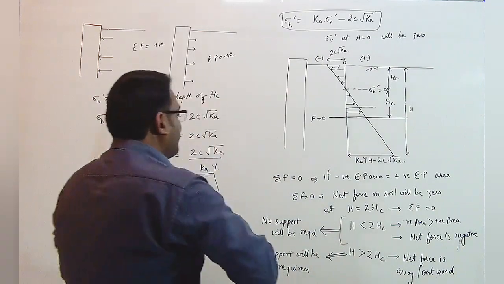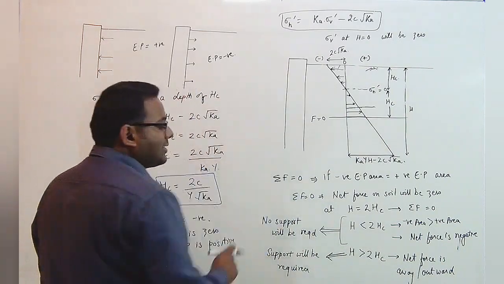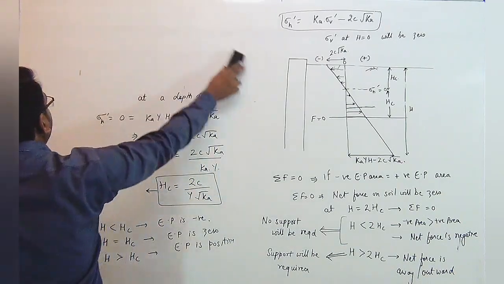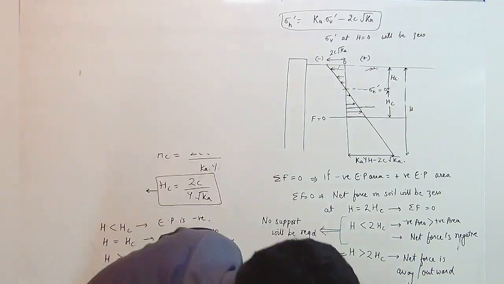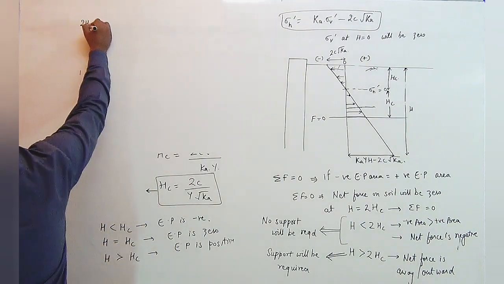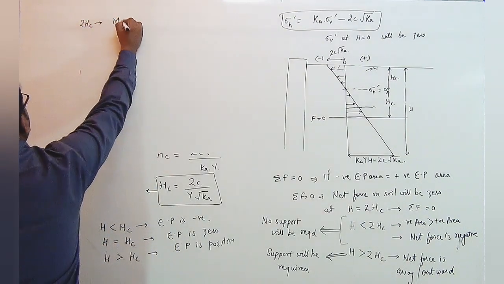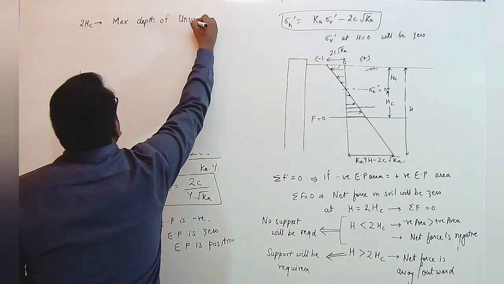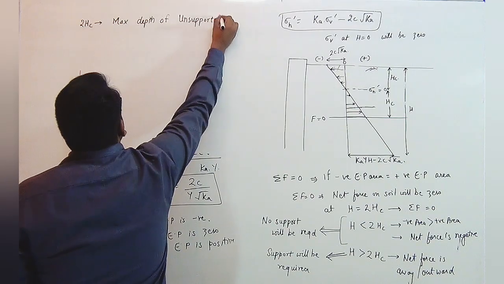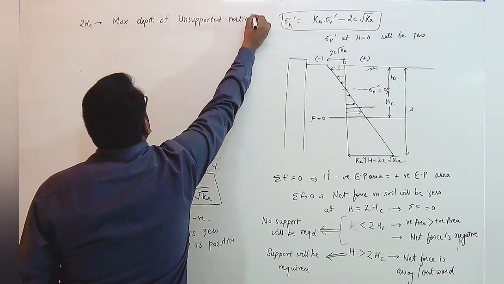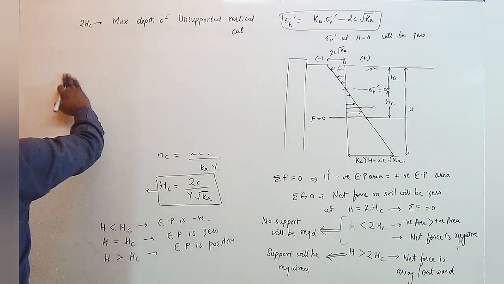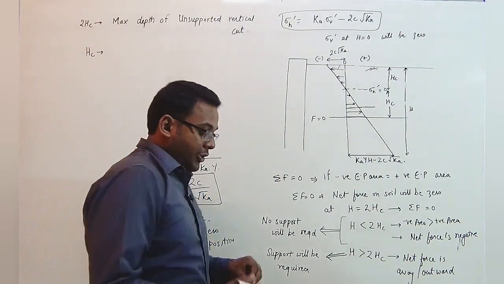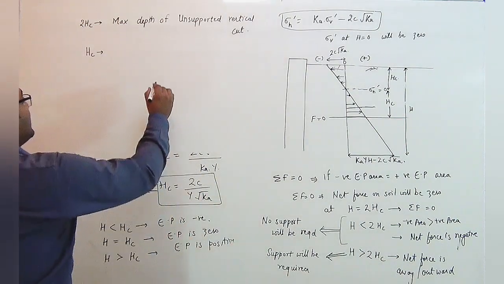Hence, this depth of 2HC is known as the maximum depth of unsupported vertical cut. I am writing down its name. This depth 2HC is known as maximum depth of unsupported vertical cut.